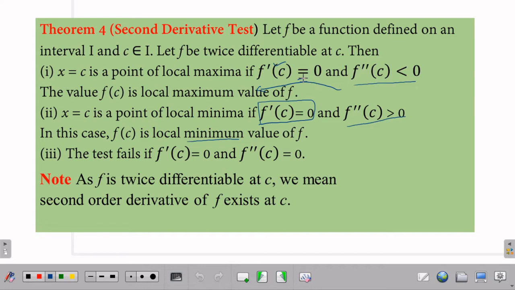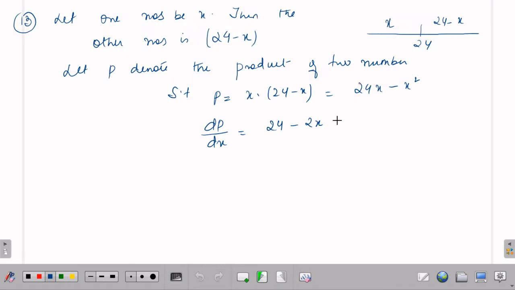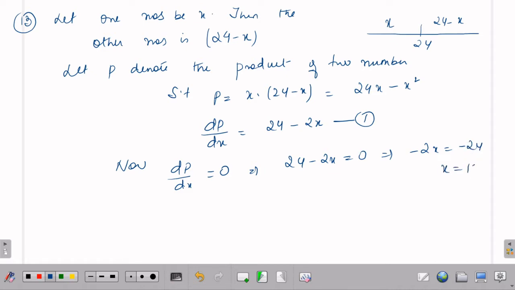See, in every point, remember the first order differentiation is always 0. Why is it always 0? In order to find the variable. And after that, I check whether the second order differentiation is less than or greater than 0. Let me call this equation number 1. So now the first order differentiation is 0, so dp by dx is equal to 0. So I can say that 24 minus 2x is equal to 0. In short, minus 2x is equal to minus 24, so x is equal to 12. See, I got the variable x to be 12.